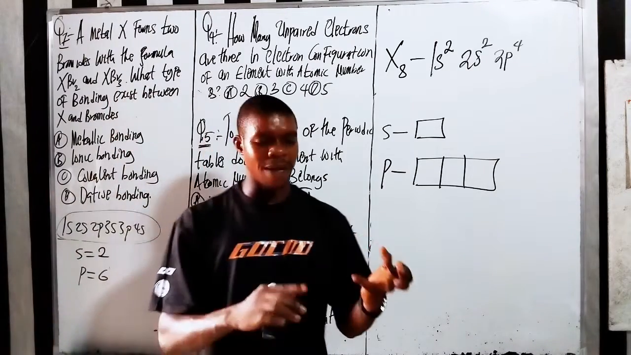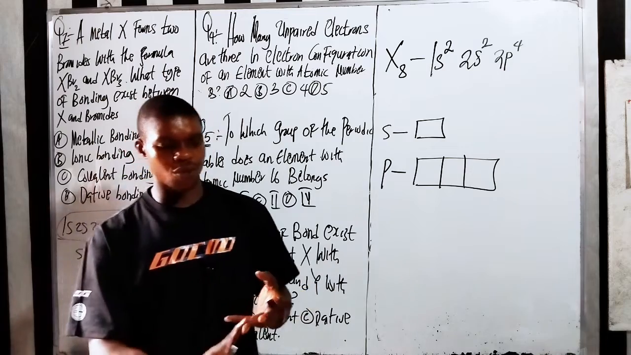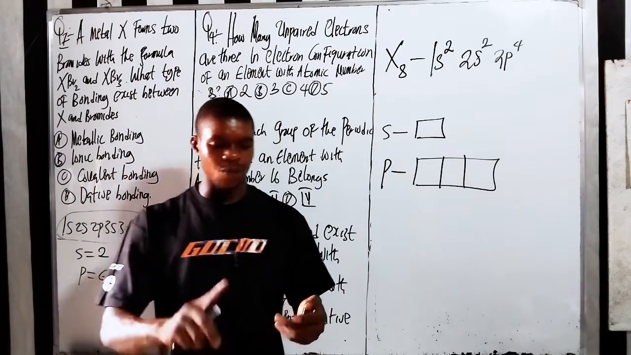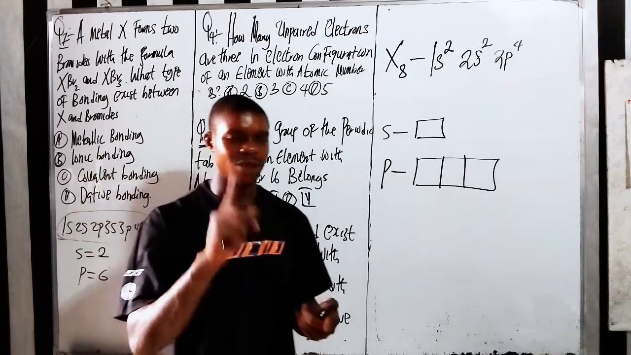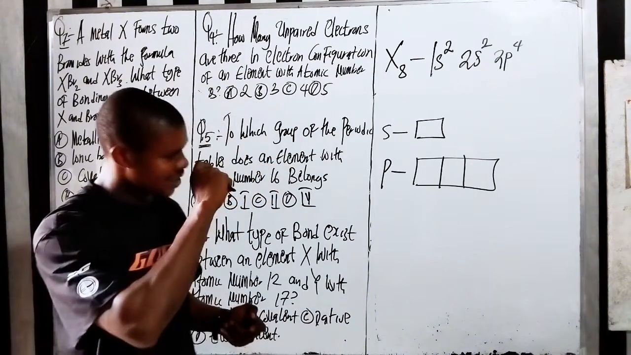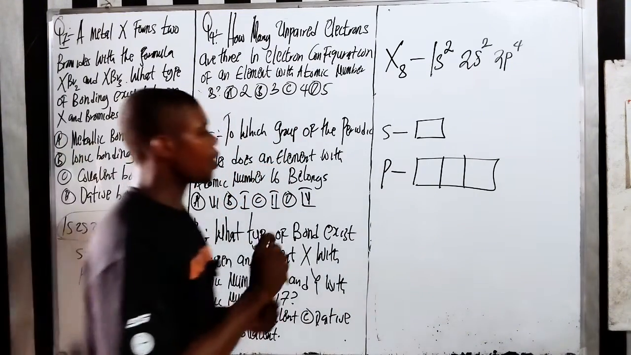What about the principal quantum number, the azimuthal quantum number, the magnetic quantum number, and the spin quantum number? Because you see questions on these in the exam, right? So now what happened here?